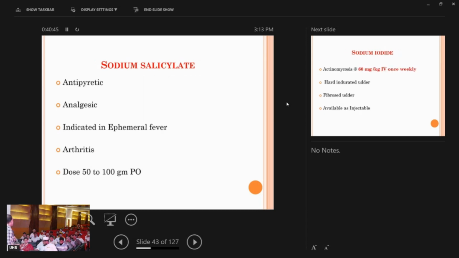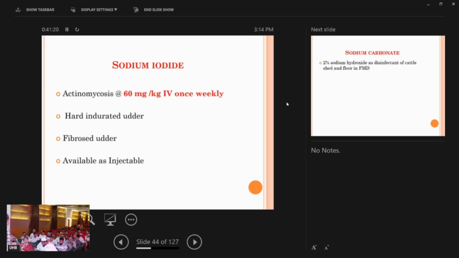Then sodium salicylate. Anyone use this one? Sodium salicylate is an excellent antipyretic and analgesic drug. It is effectively used in case of ephemeral fever outbreak. In an EF outbreak, in such a case you will be giving 50 to 100 gram orally. The same sodium salicylate is available as an injectable now, like many commercial preparations, Indian preparations, so many are available. I don't know the trade name here. Sodium salicylate is an excellent analgesic, antipyretic, and anti-rheumatic, so it is commonly used in case of ephemeral fever.